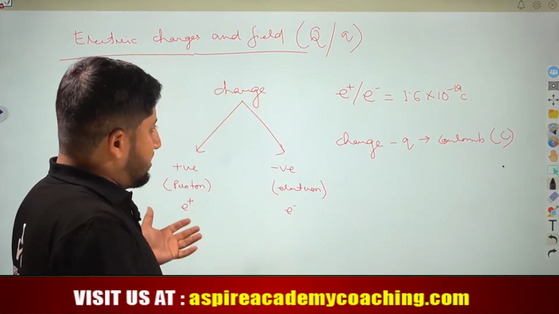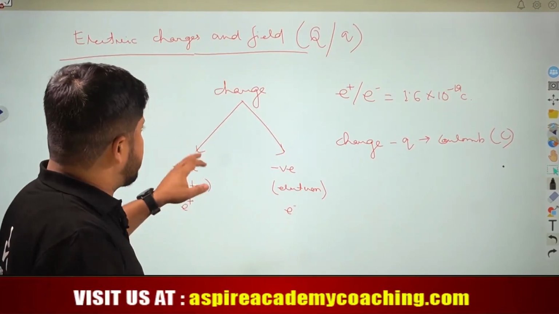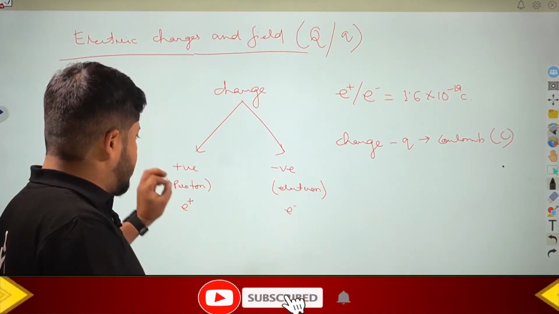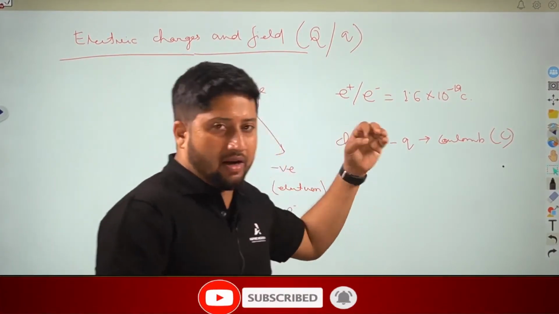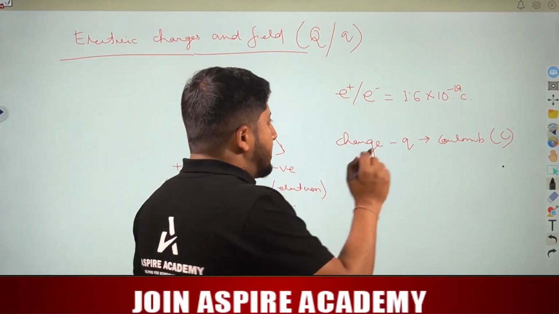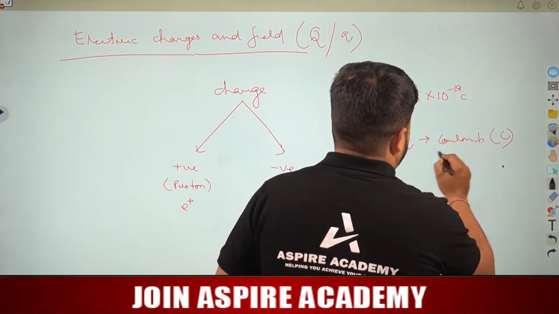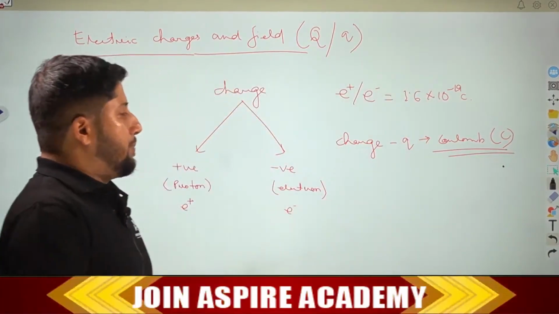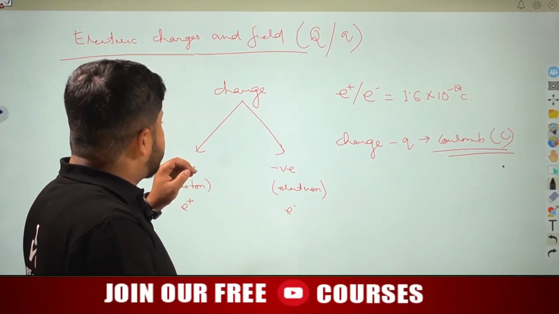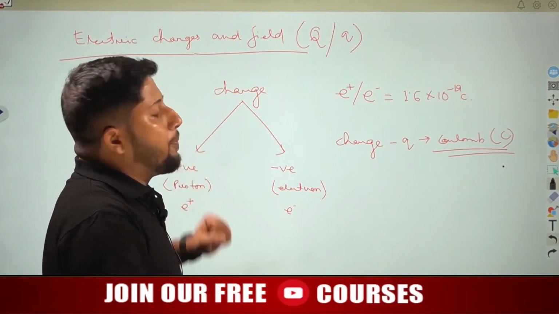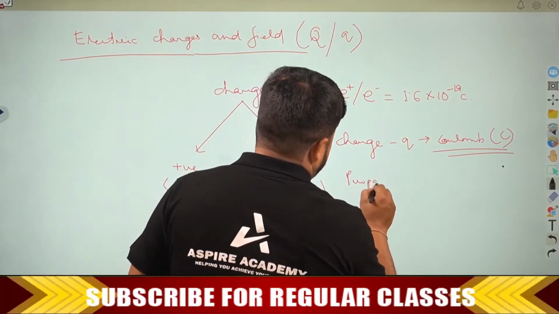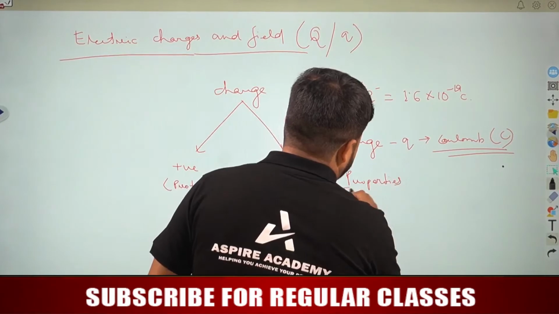So there are various things to remember. First, two types of charge, positive and negative, proton and electron, e plus or e minus. The value of one charge is 1.6 into 10 to the power minus 19 coulomb, and the SI unit of charge is coulomb. These are the basics of electric charges. Now, there are some properties of electric charge.